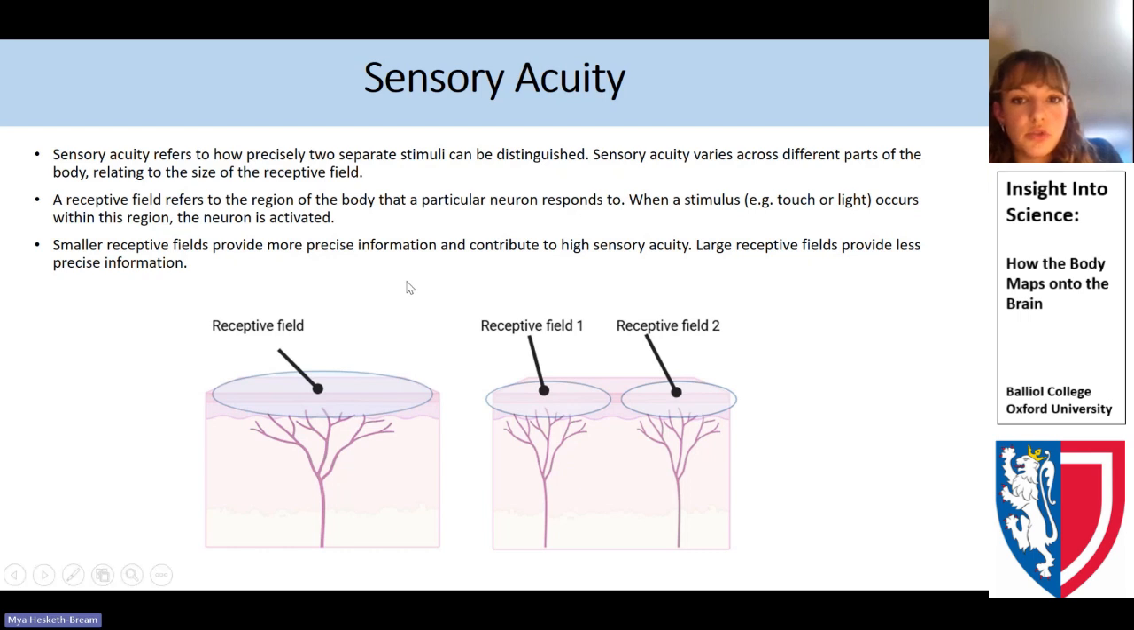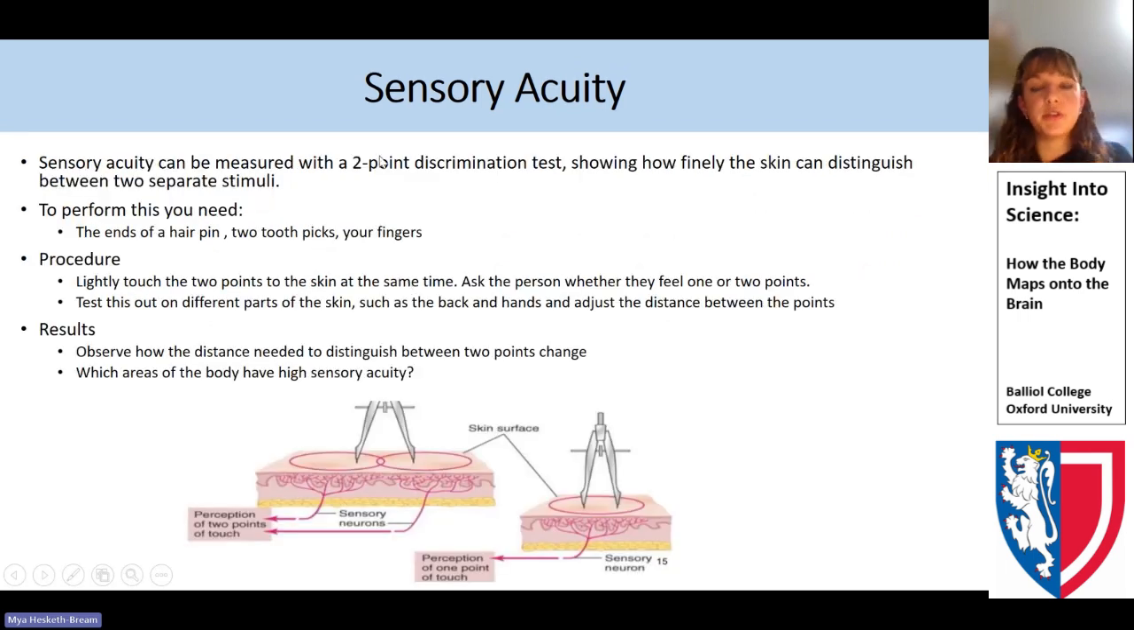So now this moves on to the 2-point discrimination test that you might have had a quick read on before. It's a measure of sensory acuity, and it shows how finely the skin can distinguish between two separate stimuli. What you need to do this is the ends of a hairpin. If you don't mind ruining a hairpin and opening it up a little bit so it's got two separate points, or you can use two toothpicks, or your fingers, or a compass, something that's got two fairly sharp edges.